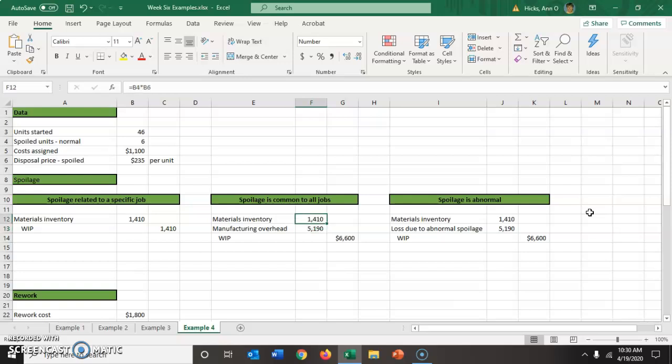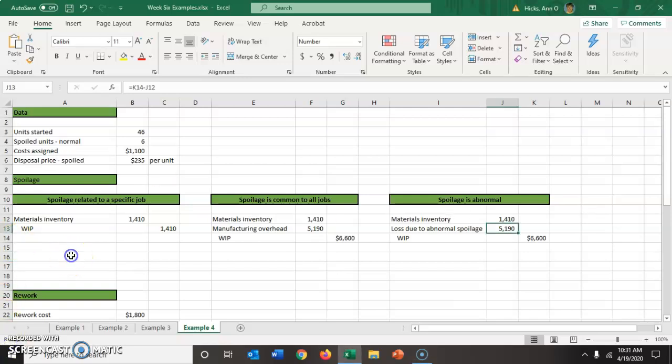Now, in this third example, we're going to assume spoilage is abnormal. Now, what we're going to do is still debit materials inventory for the amount we think we're going to recoup. We're going to credit WIP for the full cost. This is spoilage over and above what we deem acceptable. And then the difference between those two, we will debit to that loss from abnormal spoilage account that will run directly through the income statement. Okay, and that's abnormal spoilage.